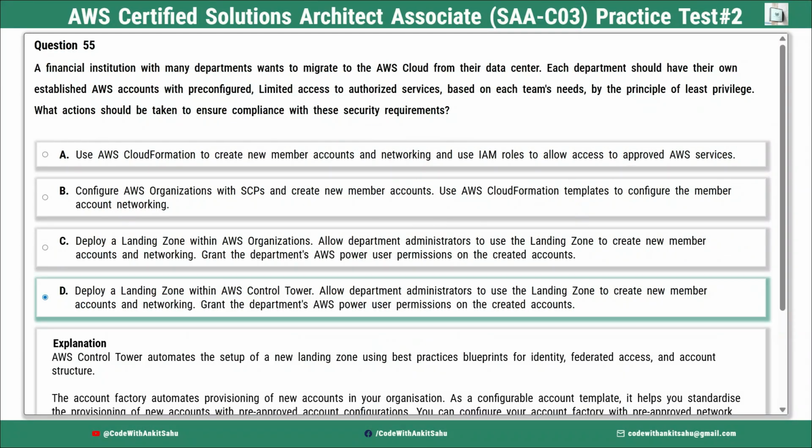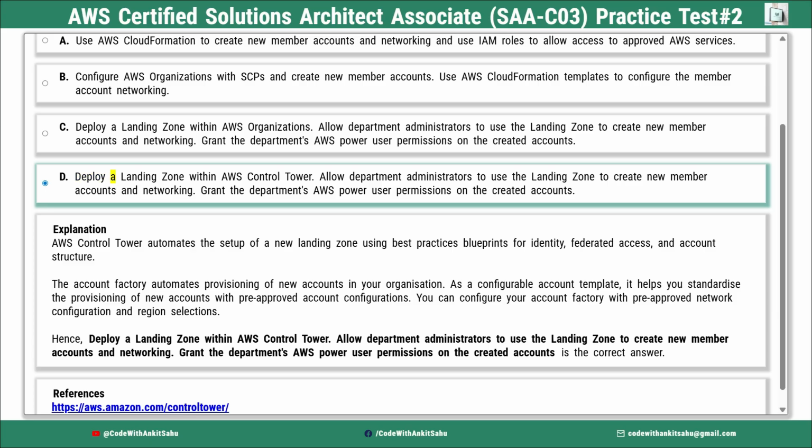Correct answer. Option D. Deploy a landing zone within AWS Control Tower. Allow department administrators to use the landing zone to create new member accounts and networking. Grant the department's AWS power user permissions on the created accounts.